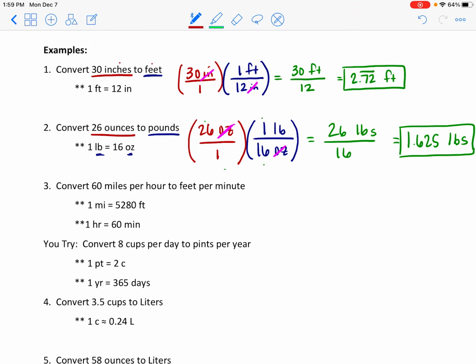Now next is a little more complicated because the original given measurement is 60 miles per hour. So we want to convert 60 miles per hour to feet per minute. Now 60 miles per hour already has 2 units, so we're going to write it like this: 60 miles per 1 hour. So that word per is like your fraction bar. 60 miles in 1 hour. All right, it's already a fraction. So that is what we're starting with. That is what we're given.